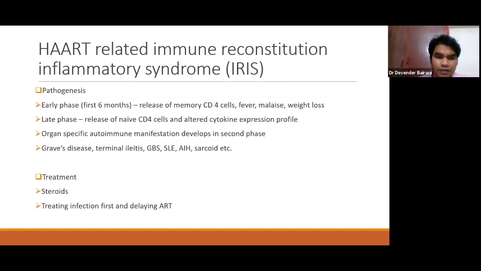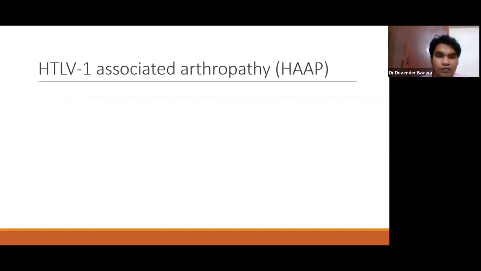Treatment is simple. You just provide them steroid. You treat the infection first and delay ART till the resolution of infection. It will be over. Coming to HARP, that is HTLV-1 associated arthropathy.